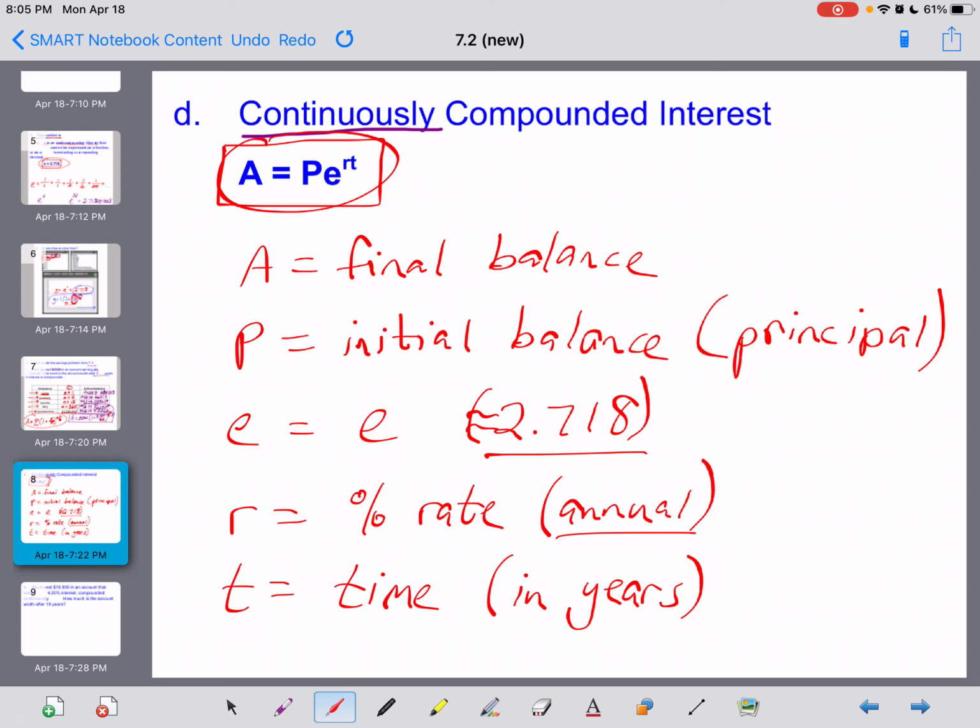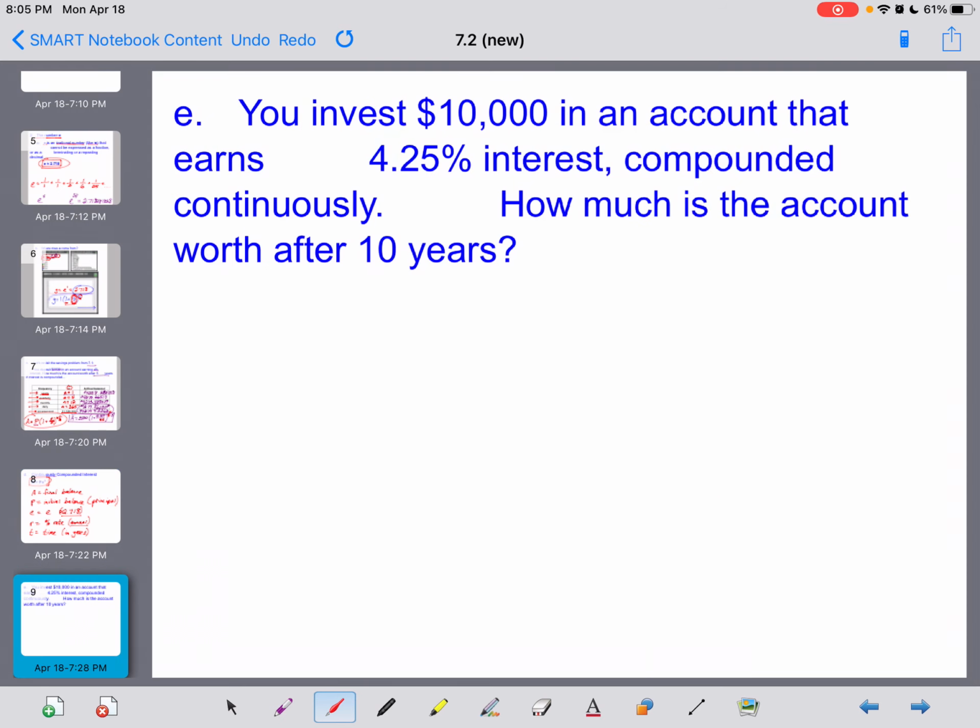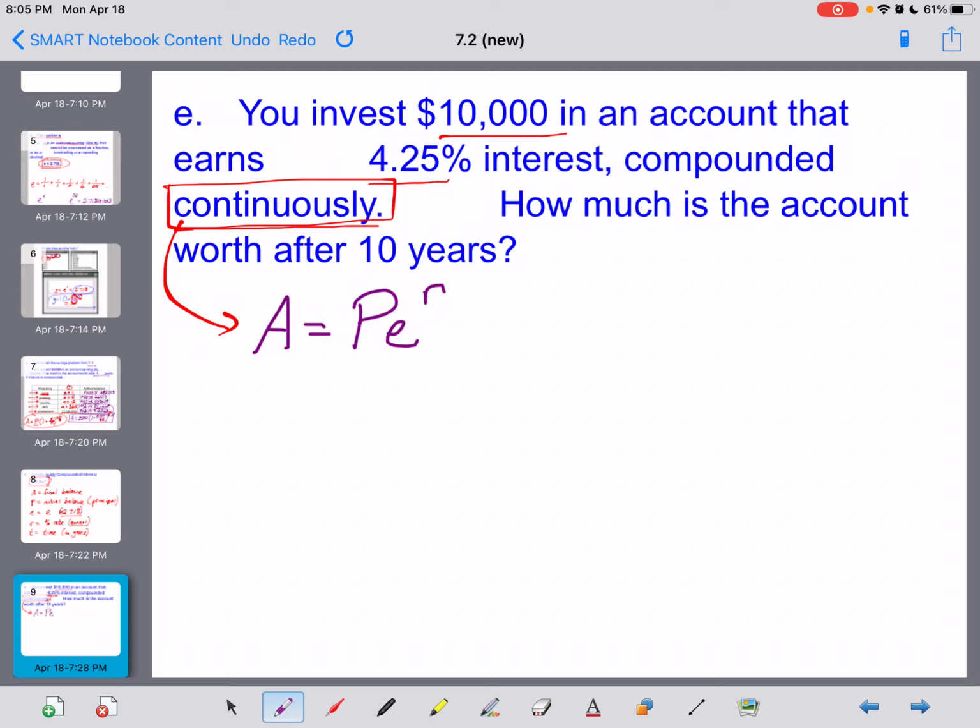The Pert formula is much simpler than the incremental formula that we were using before. So I made up one new problem right here, and we'll see where we're at. You're going to invest $10,000, good for you guys, into an account that earns 4.25% interest, and it's compounded continuously. That becomes the most important word in this problem. How much is the account worth after 10 years? Well, as soon as you guys see that your interest is being compounded continuously, we know that we've got to use the Pert formula that we just wrote down. A equals P times E to the RT power.